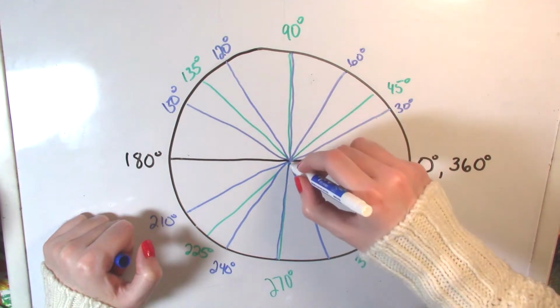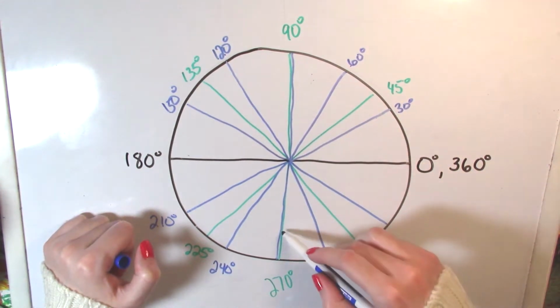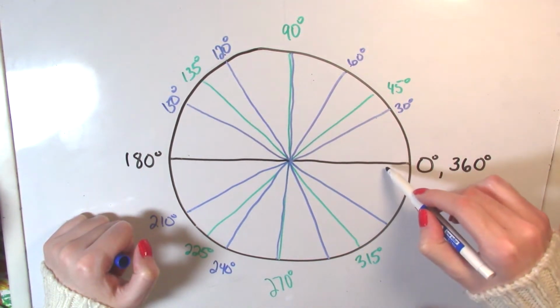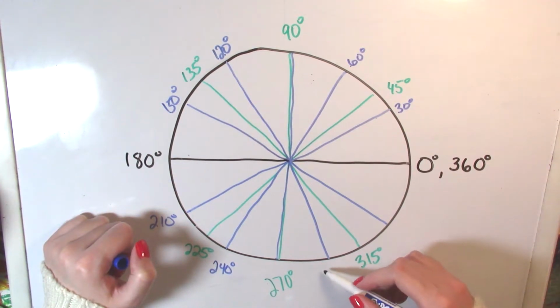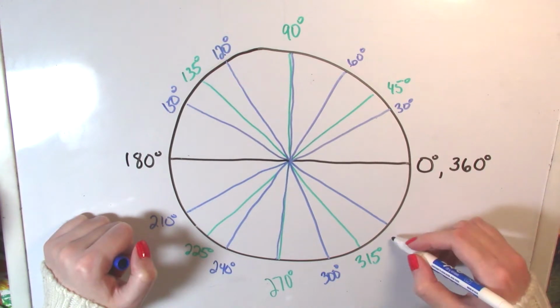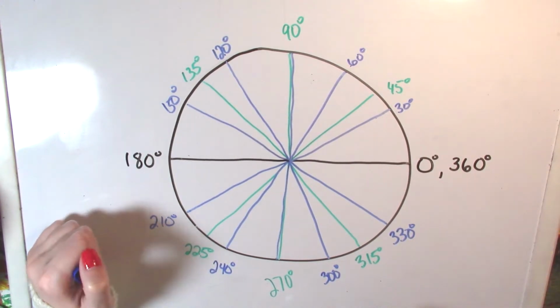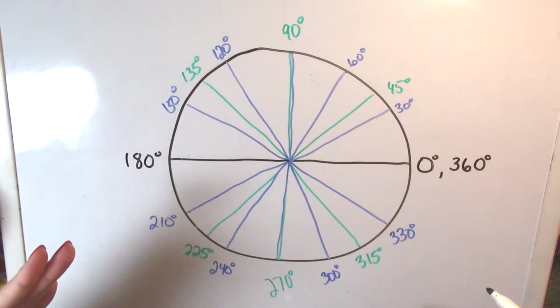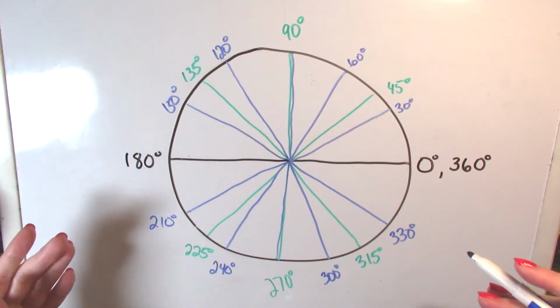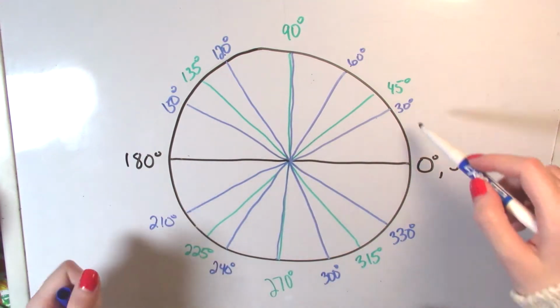And then you divide up your last segment into 1, 2, 3 more chunks of 30. 270 plus 30 is 300. 300 plus 30 is 330. 330 plus 30 is 360. Boom, guys, you did it. So that's all of your lines, right? And all of your degree measures.